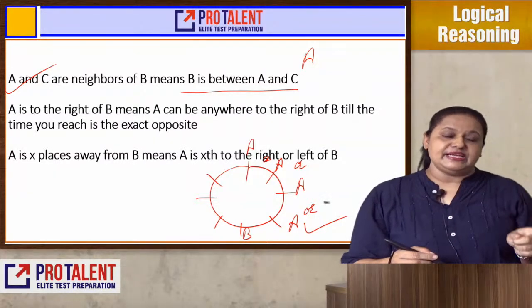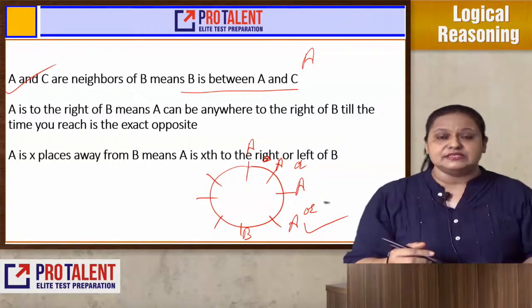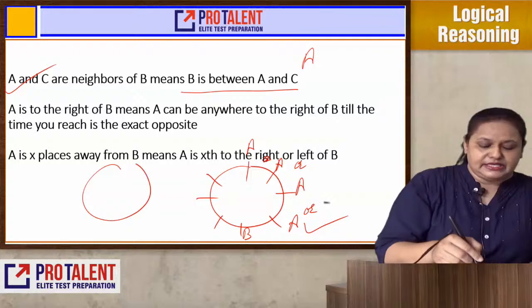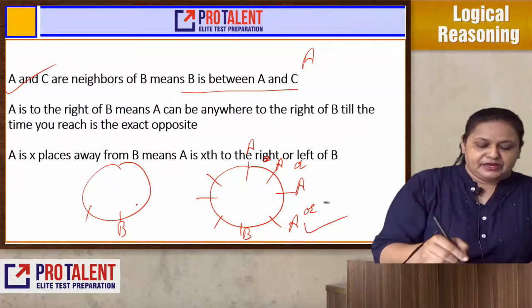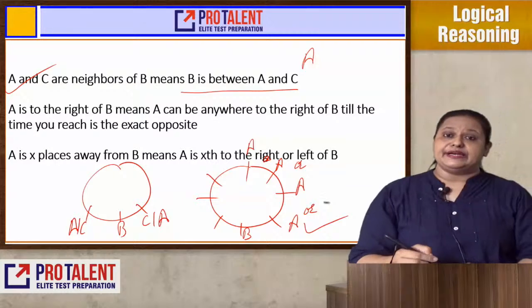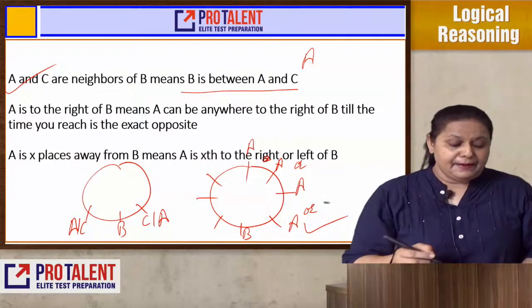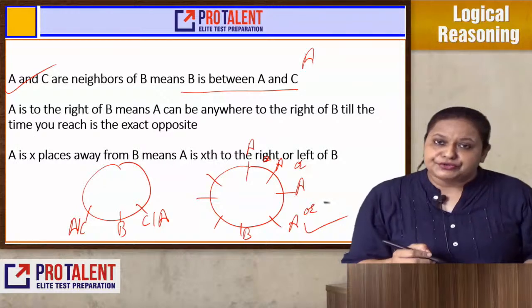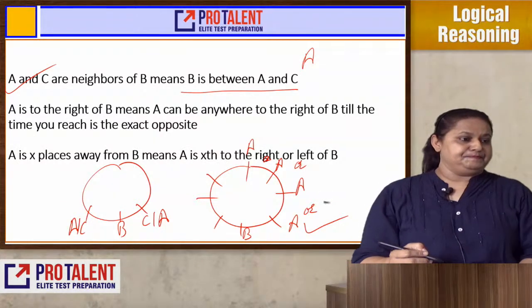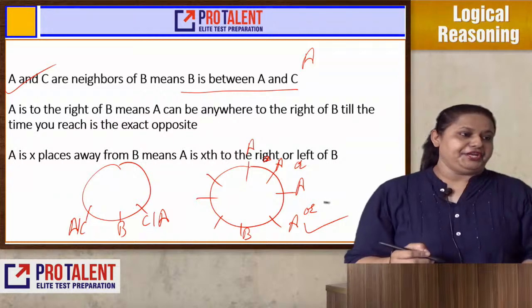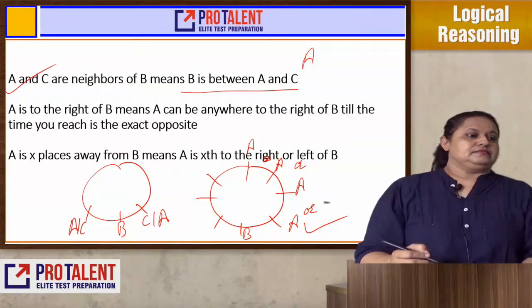That is why when I say A and C are the neighbors, I don't know which side who would be coming, until their left or right is mentioned, but A and C are the neighbors. This is how I am going to represent this point in pictorial form. Clear? Fine? Very good.